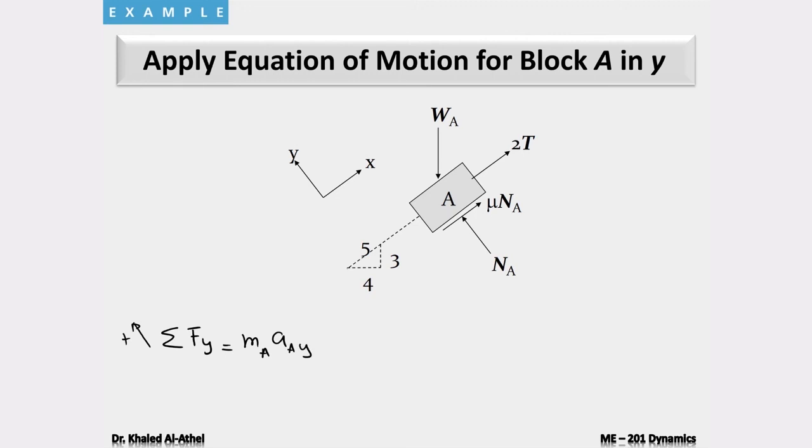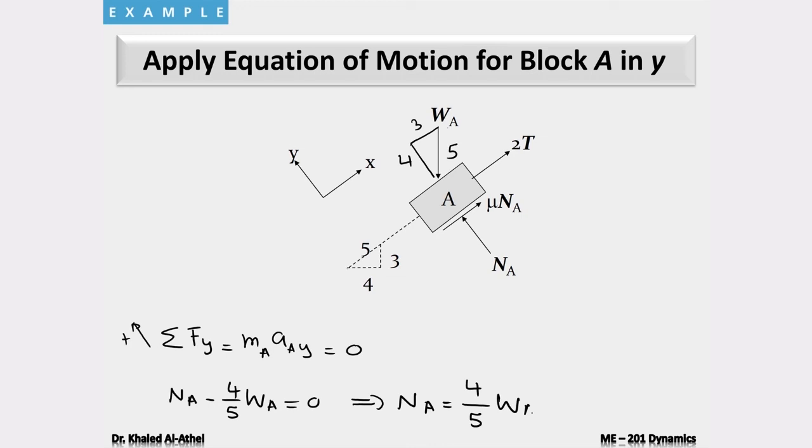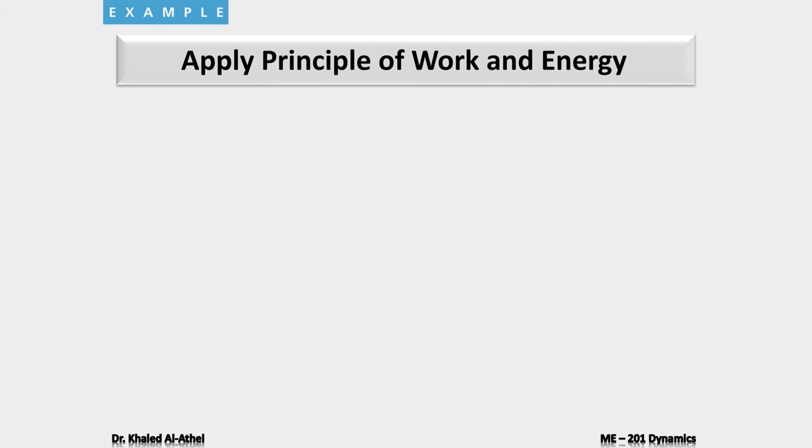AA in the Y. And this equals 0 because I have no acceleration in the Y axis. And this will give me that NA minus, remember this one, we already did it. We said this is 5, this is 3, this is 4. So it's going to be NA minus 4 over 5 of WA equals 0. And this basically gives me that NA equals 4 over 5 WA. And that's it. That's all I need. Okay. Now go back and write the final equation, execute everything.